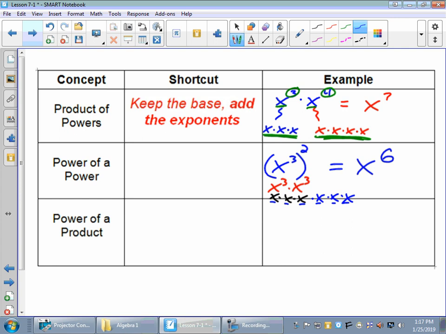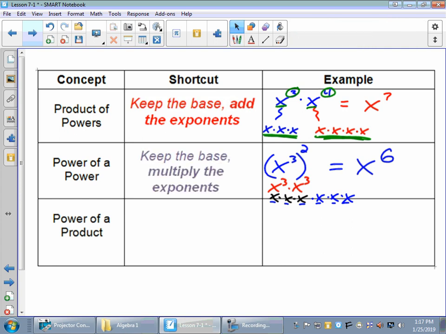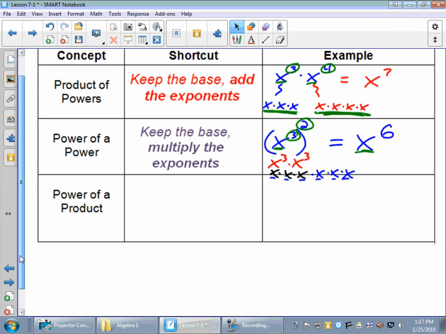Well, our shortcut here is you're going to keep the base, just like we did in the first one, and now you're going to multiply the exponents. So you're going to keep this base number of x. That's going to stay the same. And then instead of adding like we did on the first example, we're actually multiplying the 3 times 2. 3 times 2 gives us 6. Okay?